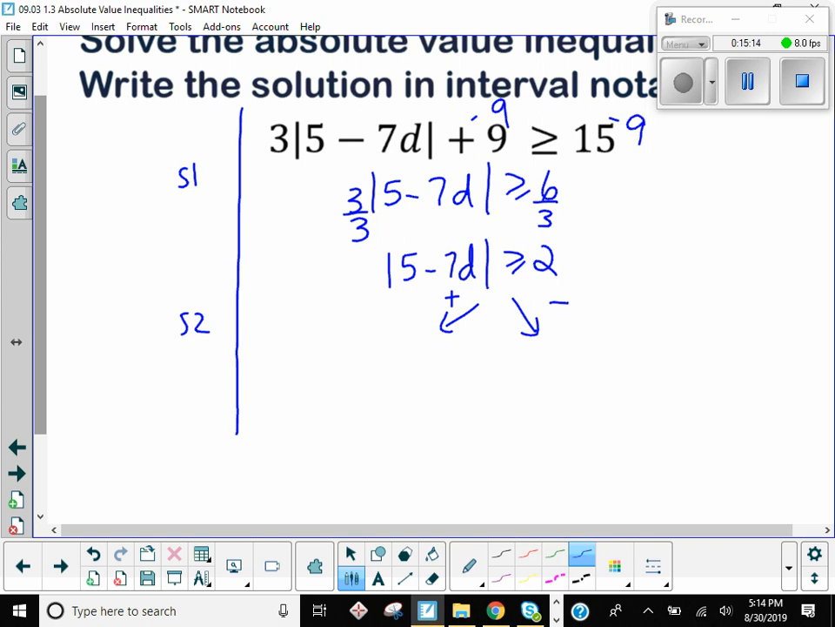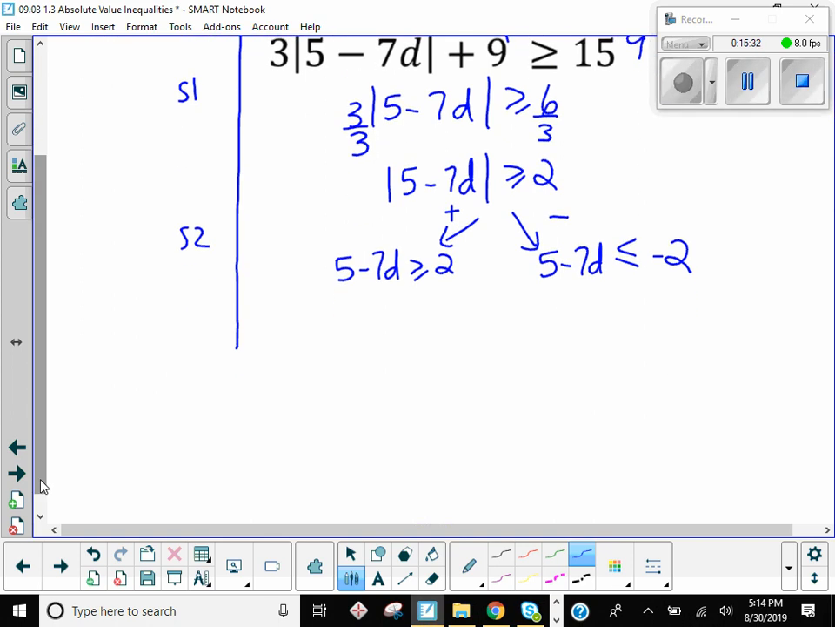For the positive version, I drop the bars and everything stays the same. For the negative version, I drop the bars, make the 2 a negative, and flip the symbol. And then step 3, solve and graph. So now I've got to solve for D. I begin by subtracting 5. Dividing by negative 7. When dividing by a negative number, you flip your symbol. So it becomes less than or equal to positive 3/7.